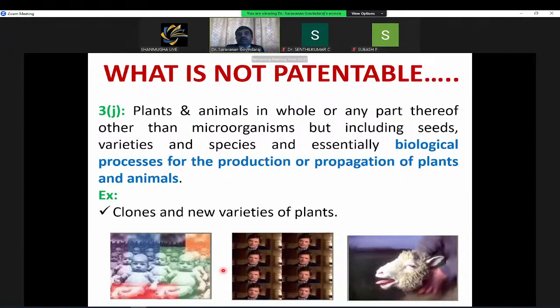And we are not able to patent any plant or animal, either in whole or in part. It includes microorganisms also. And similarly, a biological process, by means of which you are propagating plants and animals, is not patentable. Simple examples are cloning and new varieties of plants.